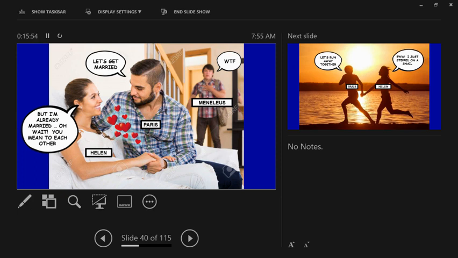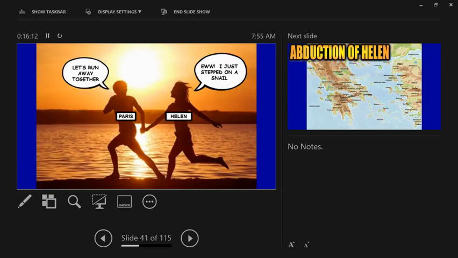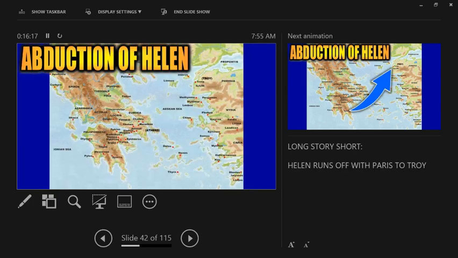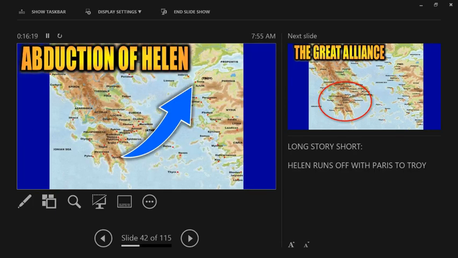So Aphrodite also causes Helen to fall in love with Paris. So they are having an affair. And Menelaus, her husband, finds out. Menelaus is a great king with a whole army of his own. So Paris and Helen run away together, and he takes her back to Troy.